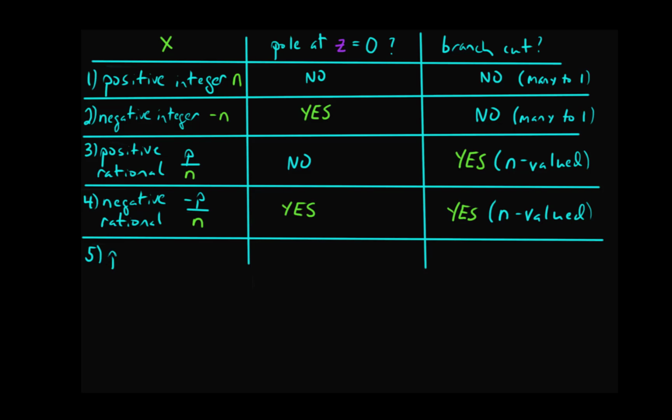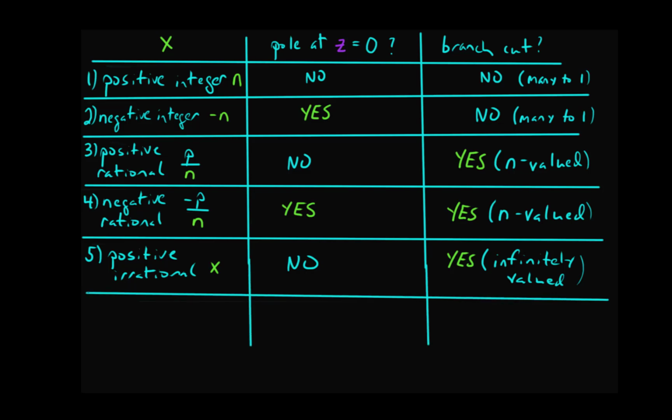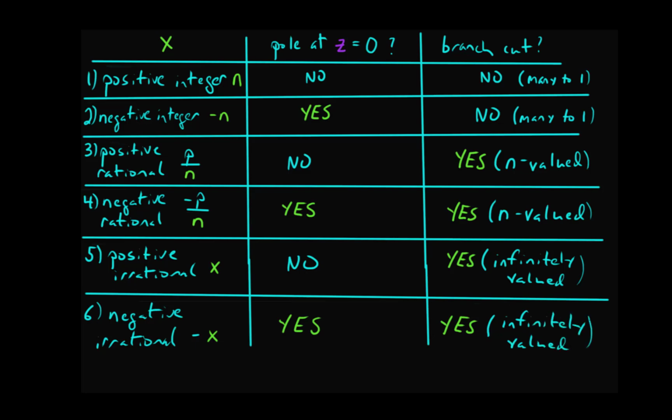The fifth case we looked at was where x is a positive irrational number. And in that case, where x is positive, we do not have a pole at z equals 0, but we do have a branch cut because this is an infinitely valued function. And the final case that we looked at was where x is a negative irrational number. And in that case, we do have a pole at z equals 0, and again we have a branch cut because the function is infinitely valued. So those are the 6 cases that we looked at in today's video.